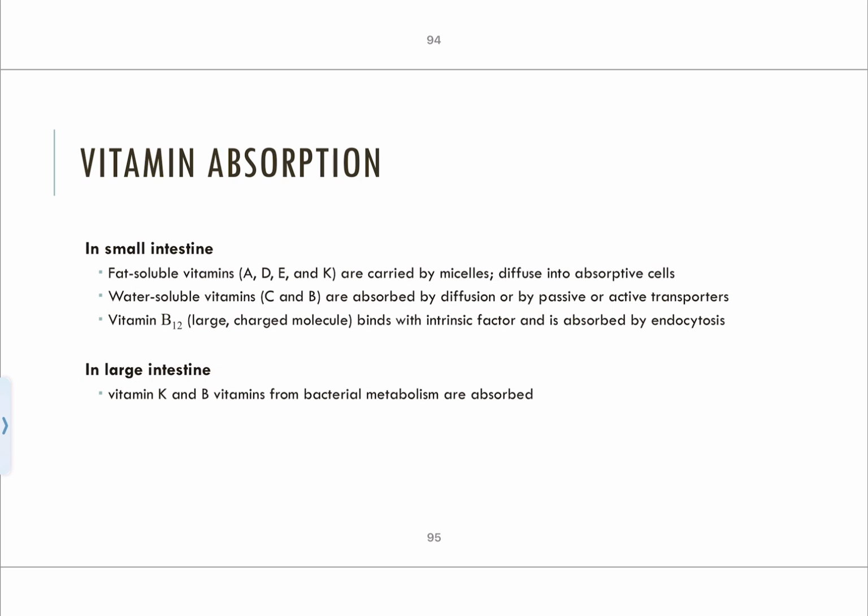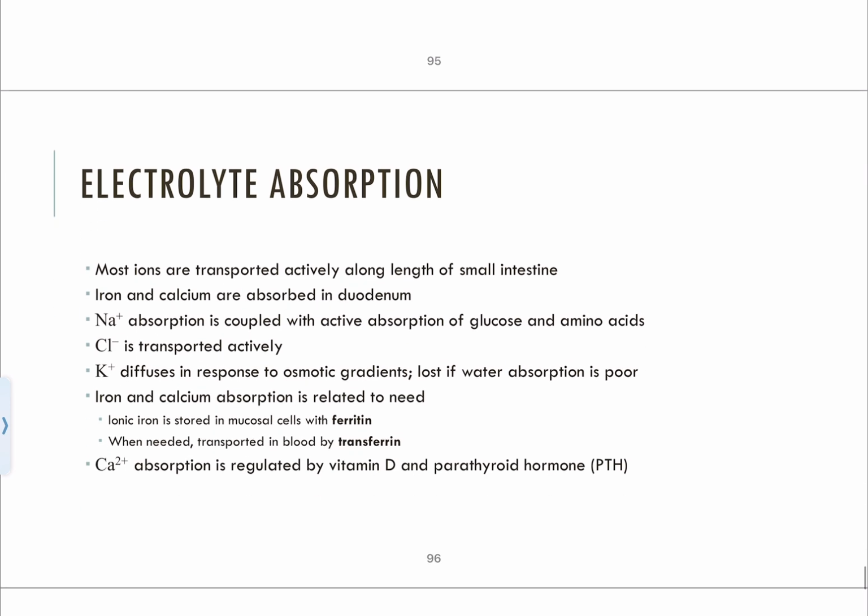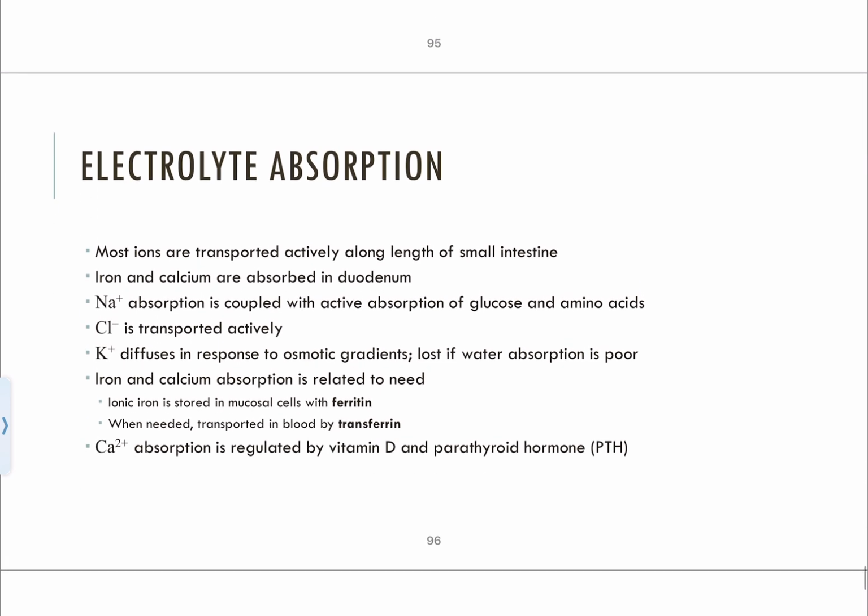Our one exception is B12. It's really, really big and it's charged. And remember, we need the intrinsic factor that's produced by our stomach to bind vitamin B12 and get it across our enterocyte. And we also talked about our large intestine's role in the vitamin K and B from bacterial metabolism being absorbed as well.